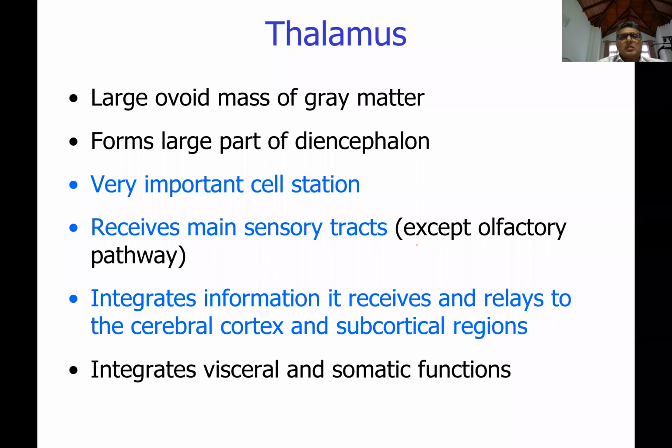Then a few things about the thalamus. Thalamus is a very important cell station. There is a long list of collections of cell bodies there. Cell bodies are called nuclei, I told you. So you get a long list of nuclei in the thalamus. They are all cell relay stations.